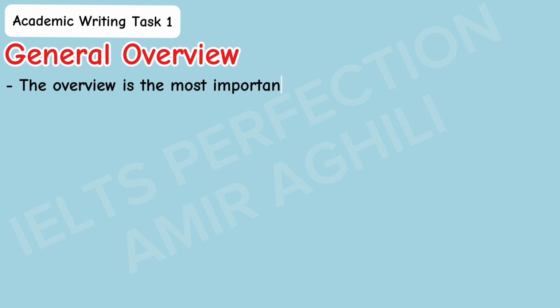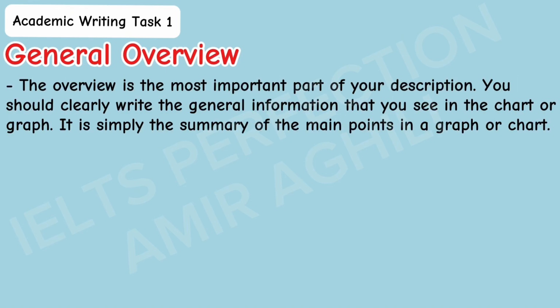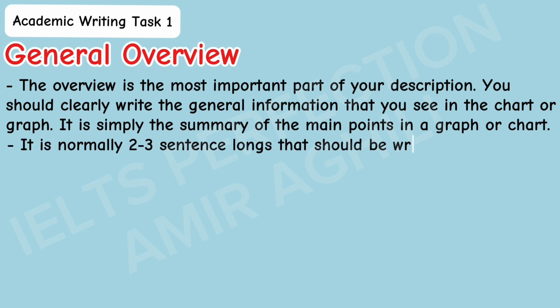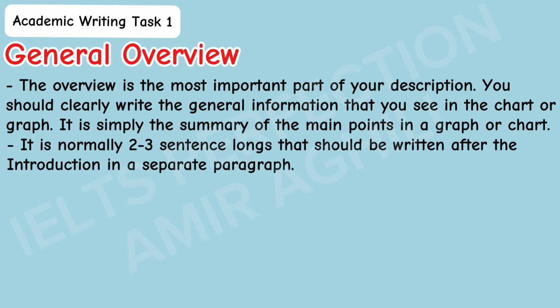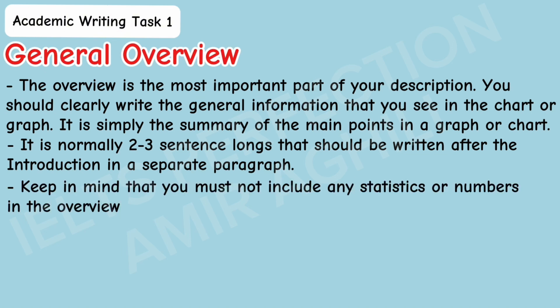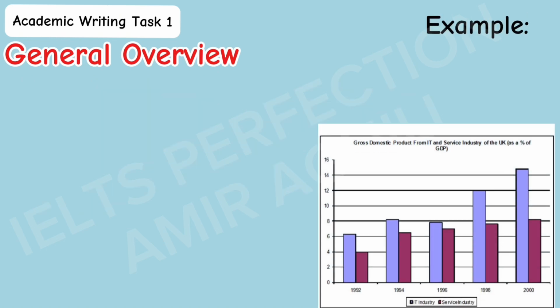The overview is the most important part of your description. You should clearly write the general information that you see in the chart or graph. It is simply the summary of the main points in the graph or chart. It is normally 2 to 3 sentences long that should be written after the introduction in a separate paragraph. Keep in mind that you must not include any statistics or numbers in the overview. Now let's see an example for the general overview.